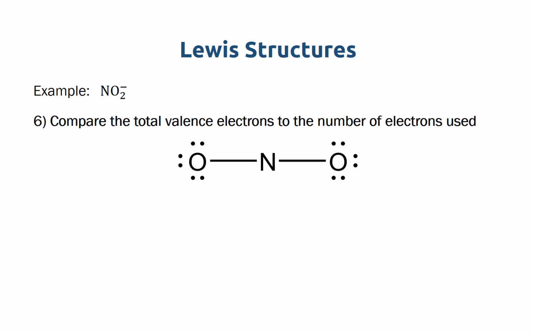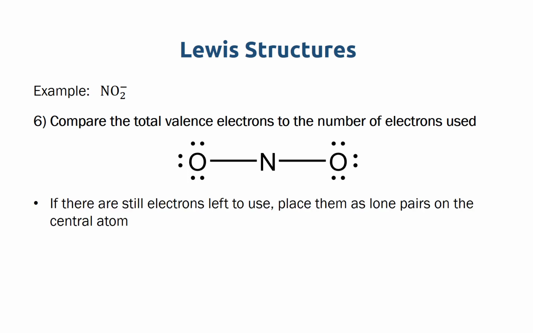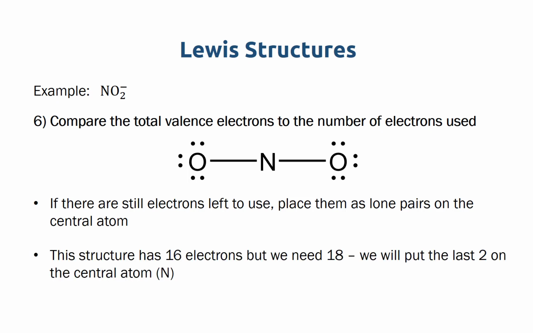So now let's compare our structure to the number of electrons we need to have. If there are still electrons left to use, we will place them on the central atom. This structure that we drew has 16 electrons between the bonds and the lone pairs. Remember, every line is worth 2 electrons and every dot is worth 1 electron. So that makes 16. But we just determined from the last slide that we needed 18 electrons. That means that we have 2 electrons left to place on this molecule, and we are going to put them on the central atom to make nitrogen look like this.